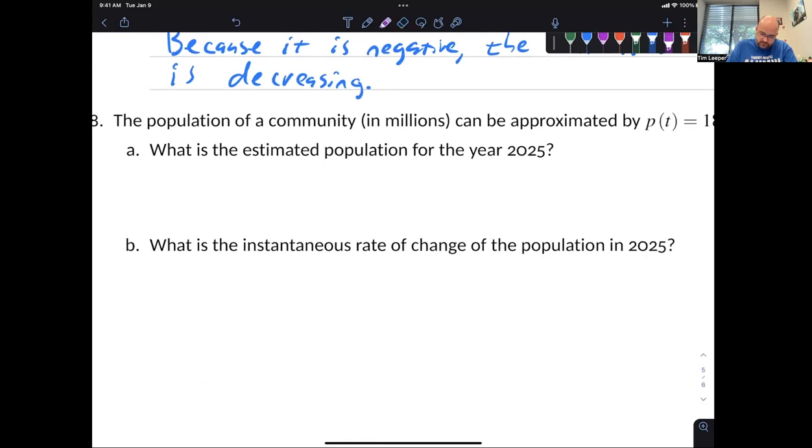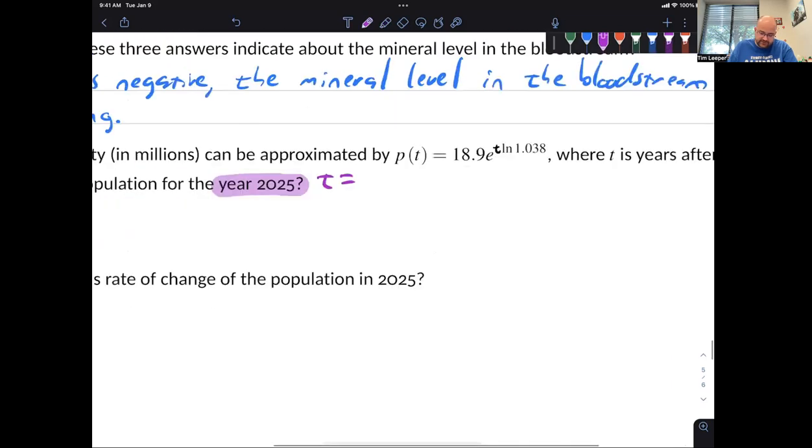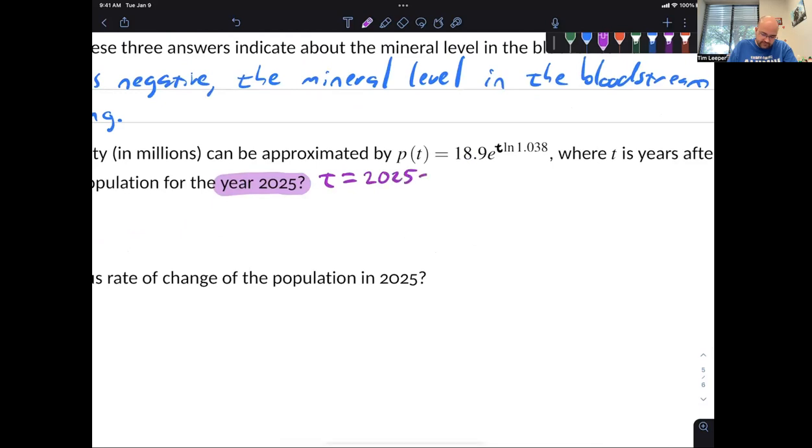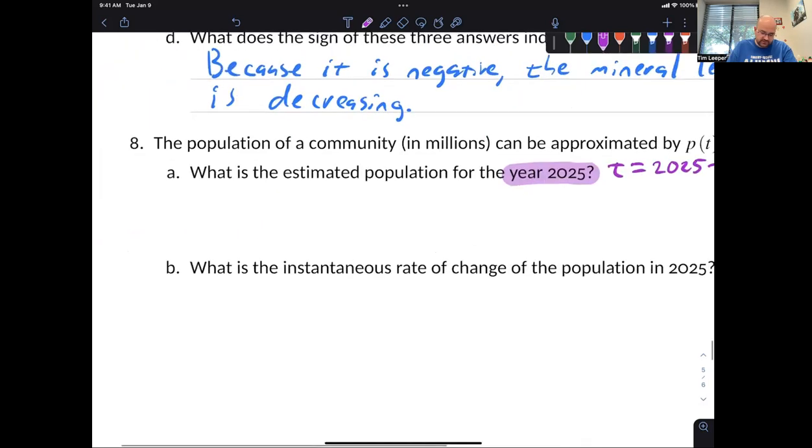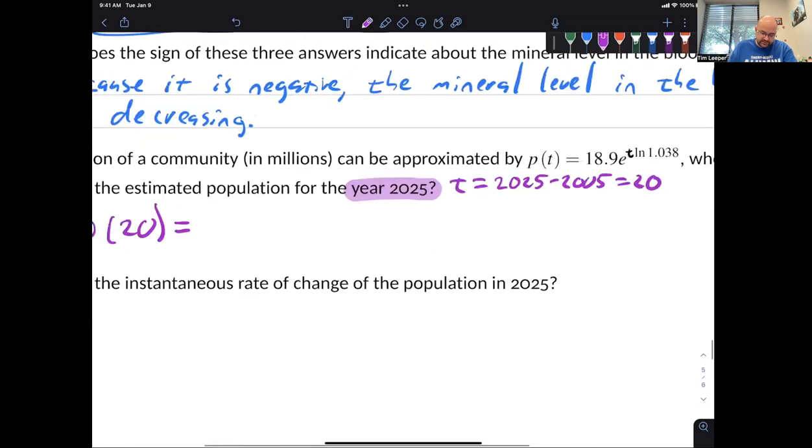Because we are dealing with the year 2025, that means that t is the number of years after 2005. So it's 2025 minus 2005, which is 20. In other words, t is just 20 in this situation. So we want to know what is P of 20. So if we come over here, type this in, we get 18.9 e to the 20 times the natural log of 1.038.